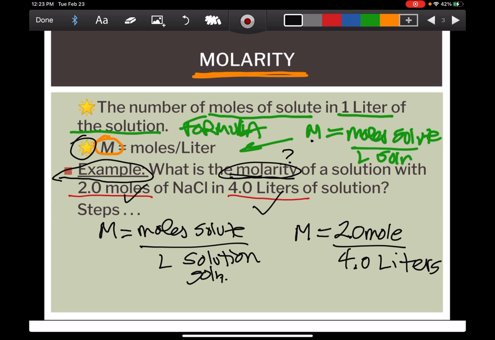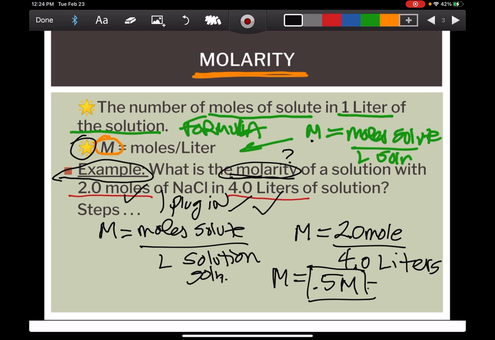Okay, those 2 are my givens. They gave them to me. I can substitute or plug them in, and once I plug those in, I do the math. I'm going to take the 2 and divide by 4 because they are divided by each other in the equation. As you know, 2 divided by 4 is a half or 0.5. So guess what? M equals 0.5. And that means 0.5 M. 0.5 M is the answer.